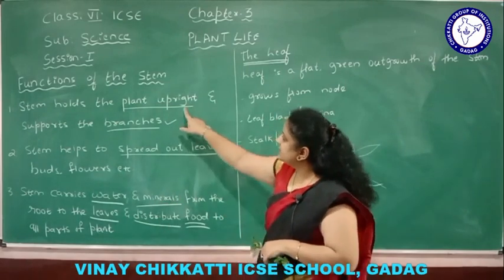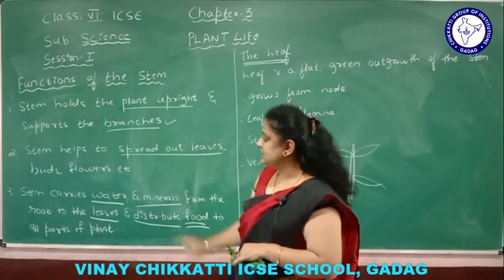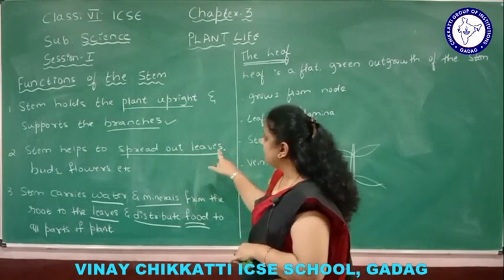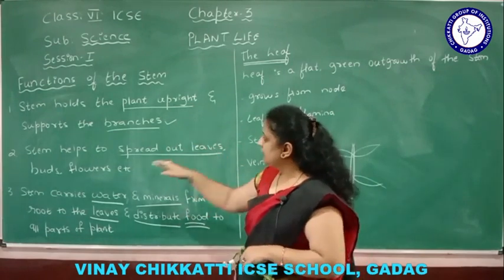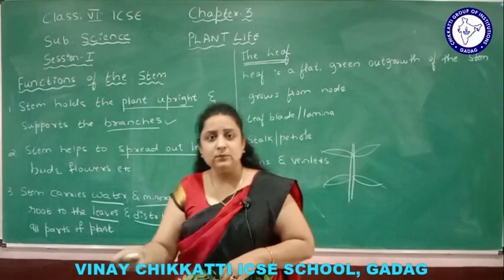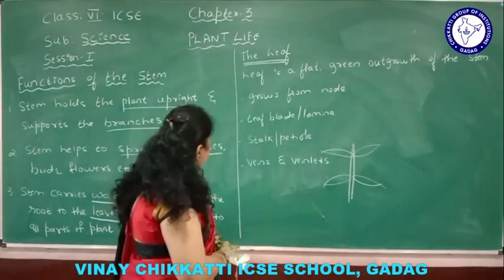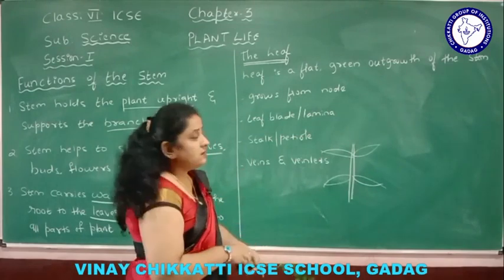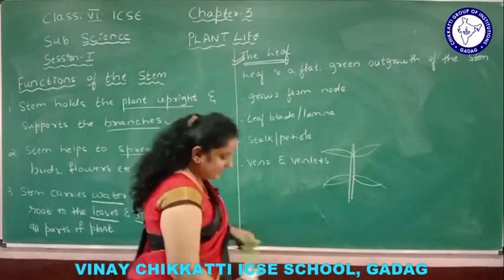Once again, stem holds the plant upright and supports the branches. Stem helps to spread out leaves, buds and flowers. It gives us so many branches so that leaves, buds, flowers grow. Stem carries water and minerals from the root to the stem and transports food to all parts of the plant. Next we come to another part of the shoot system, that is the leaf.